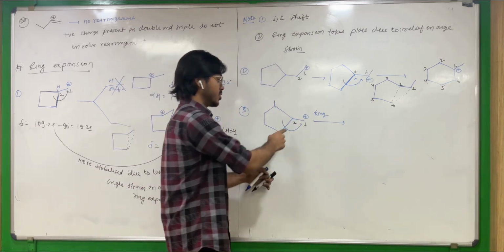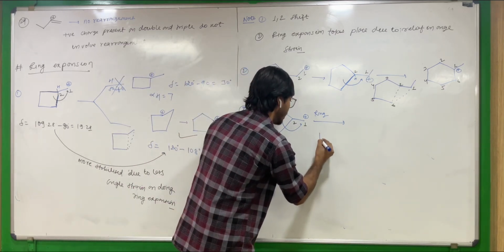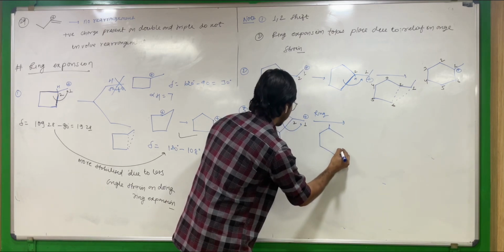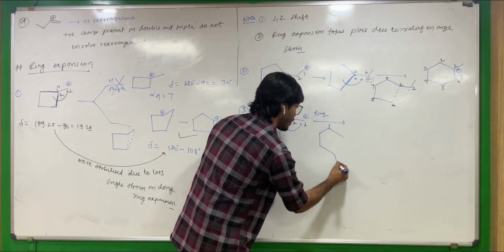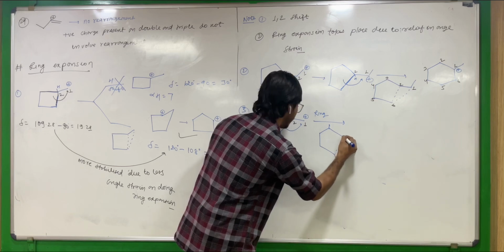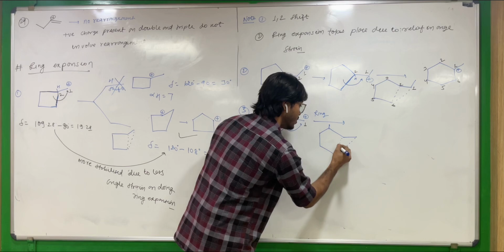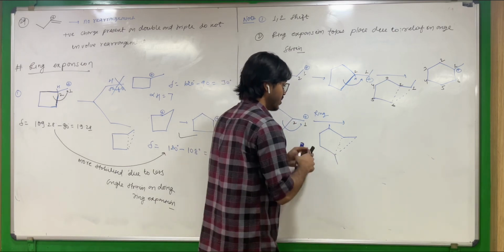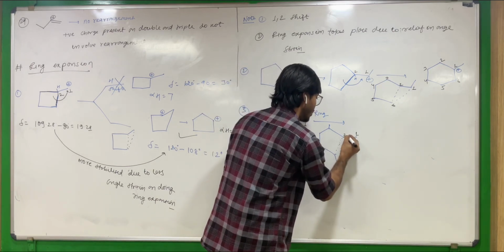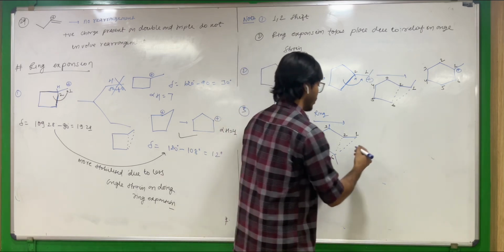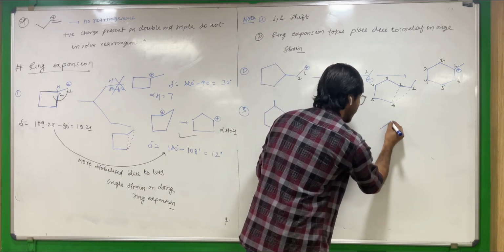Now in this case also, this is 1, this is 2. So if we do the ring expansion, this bond will shift here. This is the transition state. This bond will shift here. This is 1, this is 2, this is 3, this is 4, this is 5, this is 6. So we draw the product. The product will be like this.